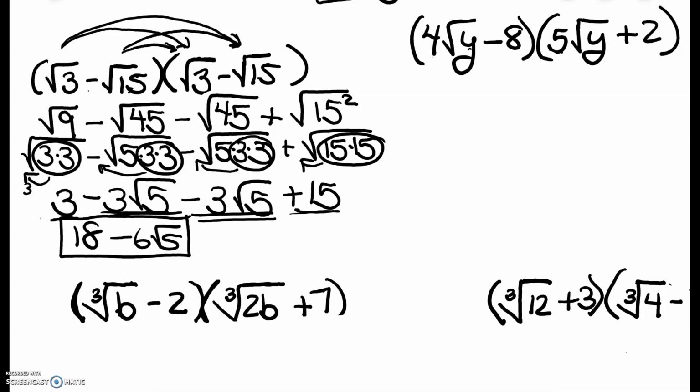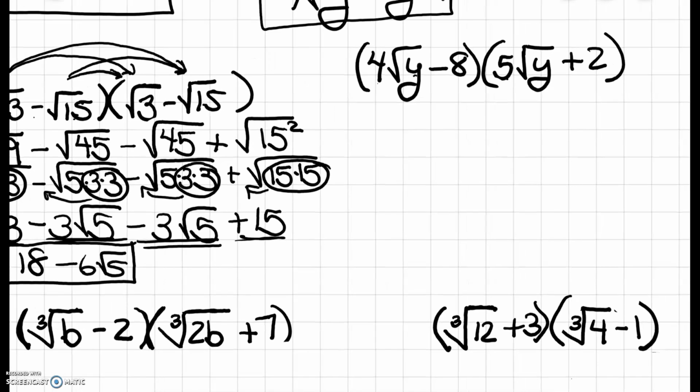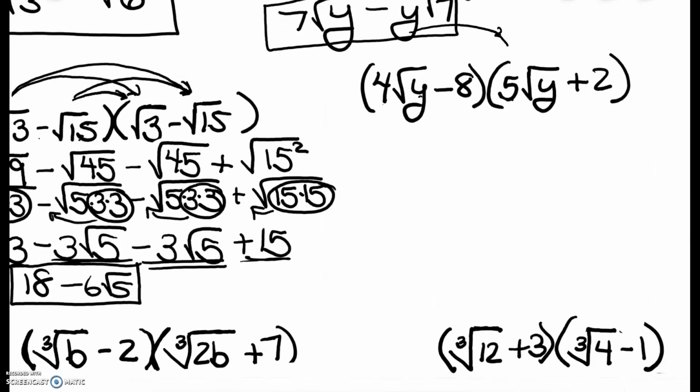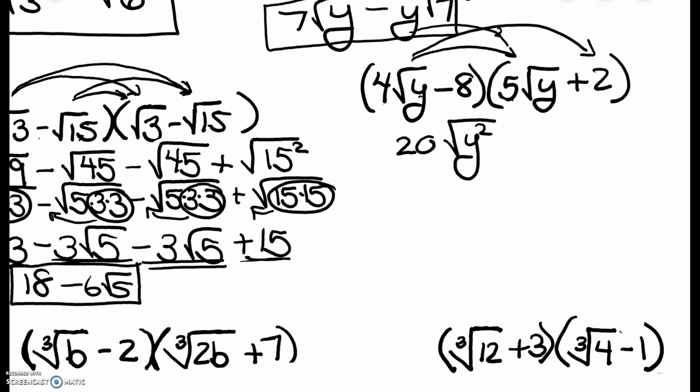So we're going to do the same thing for the next binomial pair. So I'm going to multiply, distribute my first term across, and I'm going to get, when I have numbers on the outside of radicals, I multiply the numbers on the outside. So 4 times 5 is 20. And then I have a square root times a square root, so I'm going to multiply what's underneath. So I get y squared.